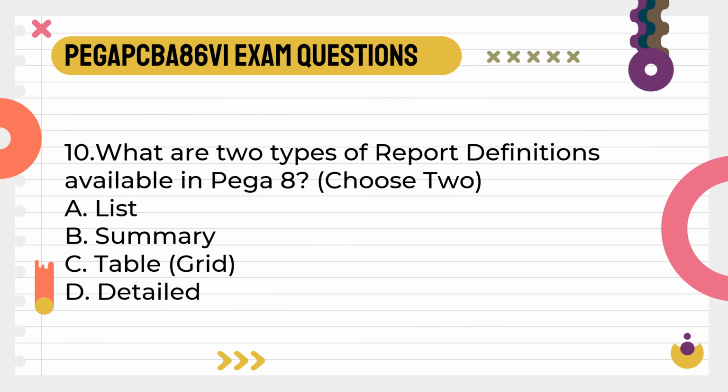10. What are two types of report definitions available in Pega 8? Choose two. A. List. B. Summary. C. Table, grid. D. Detailed.